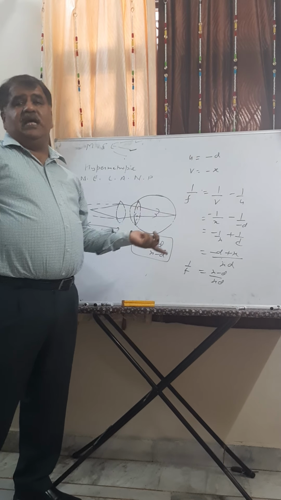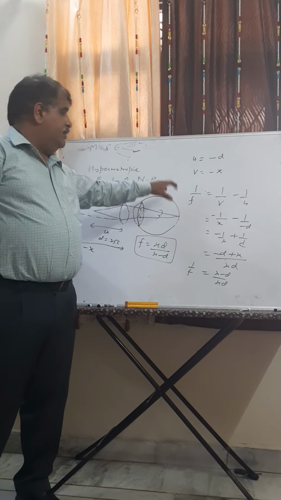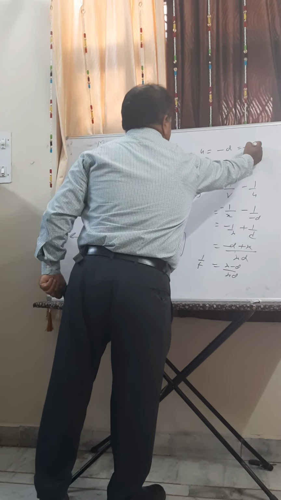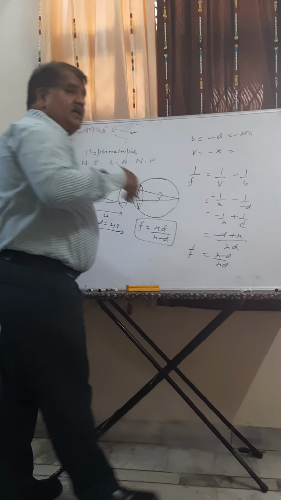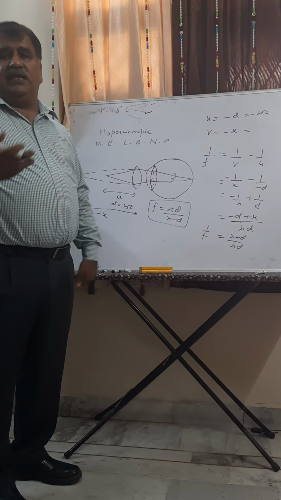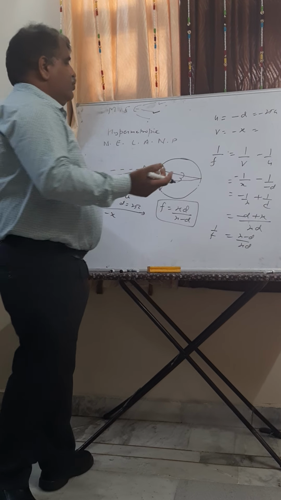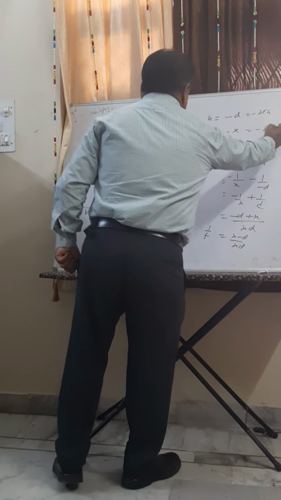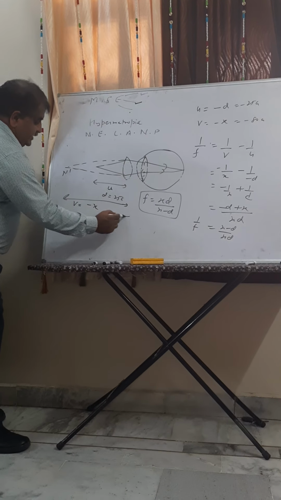Or if you are directly solving the numerical by using the lens formula, you can take U as minus 25 centimeter, or sometimes it will be given in the numericals also. That I will explain to you in a separate video, how to solve the numericals. And X is what? Let us say in this case this distance is 80 centimeter.